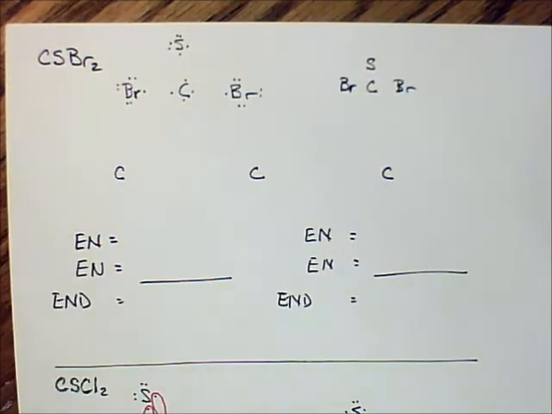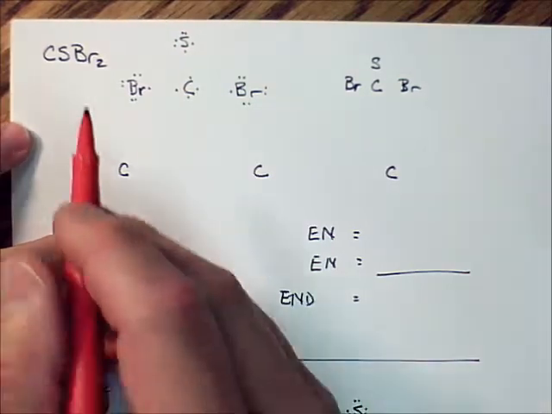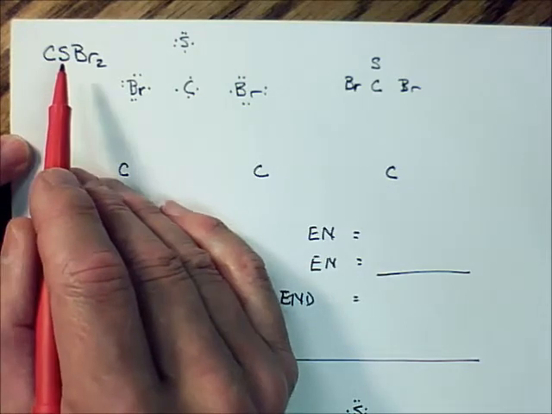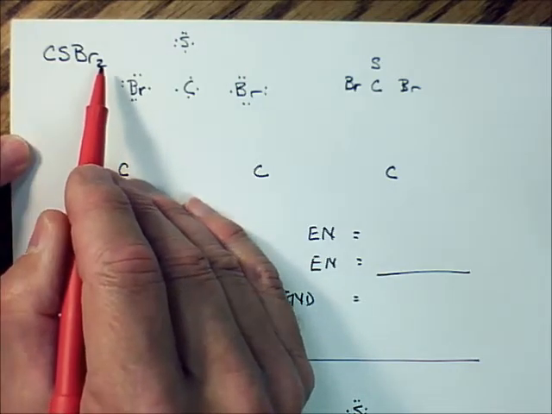Okay, I want to give a quick run through here of some unusual molecules and how you figure out whether those molecules are polar. Using these unusual molecules, I want to use this strange formula here. This is carbon and sulfur and 2 bromines.